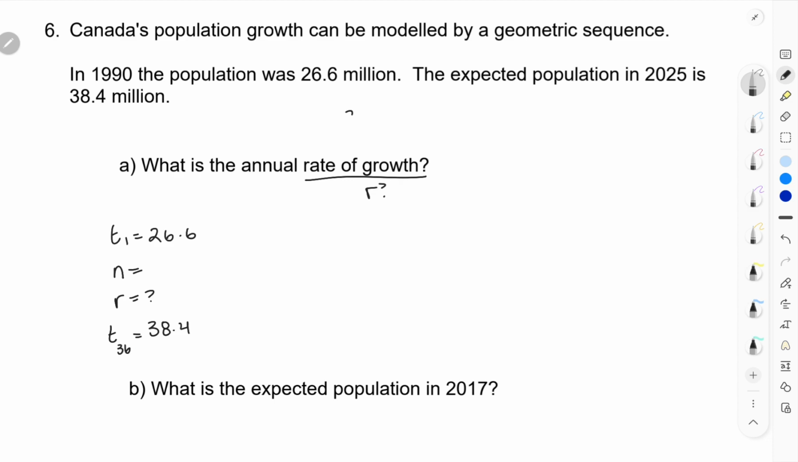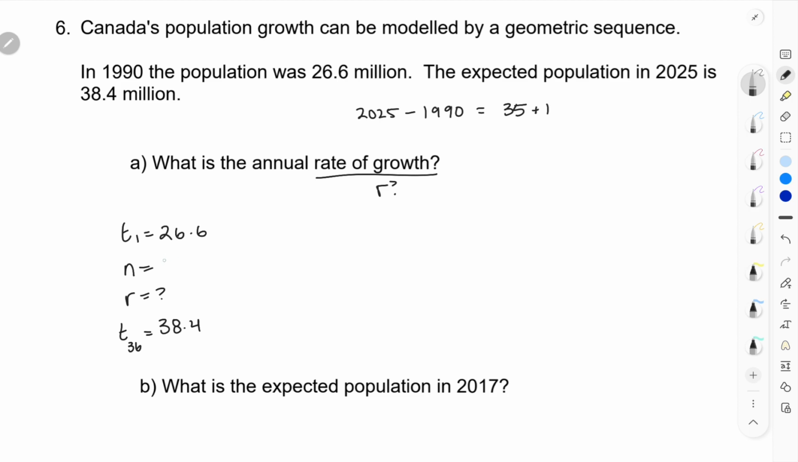But again, when I do 2025 minus 1990, right, it's 35 years, but I need to be inclusive of the fact that 1990 is included in this situation. Right, so I'm talking about T36, I'm talking about 36 years, because if I include 1990, and if that's hard for you to understand, if 1990 is year 1, and 1991 is year 2, and 1992 is year 3, right? You see that discrepancy between the year number and what term number I'm on.